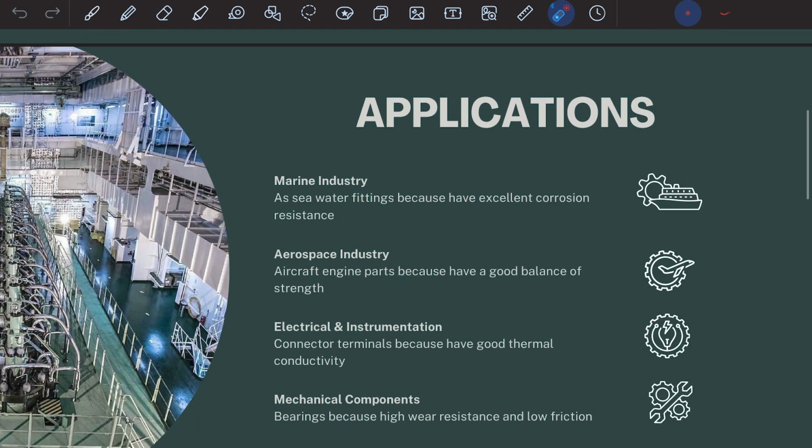For the application, we can use this material for the marine industry as a seawater fitting because it has excellent corrosion resistance. And then for the aerospace industry, like aircraft engine parts, because it has a good balance of strength. And then for electrical and instrumentation, connector terminals, because it has good thermal conductivity. And then for mechanical components, for example bearings, because of high wear resistance and low friction.